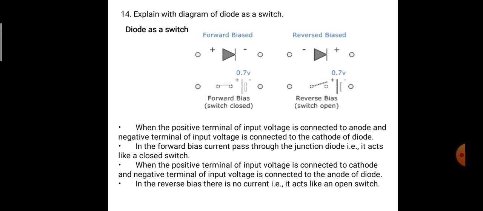When the positive terminal of the input voltage is connected to the cathode and the negative terminal of the input voltage is connected to the anode of the diode, it is reverse bias, and there is no current. That is, it acts like an open switch.